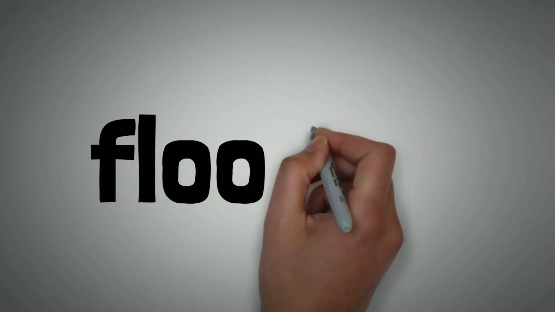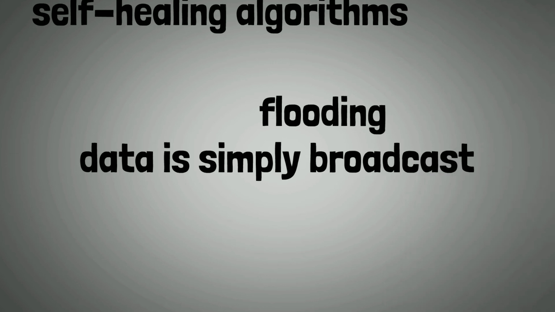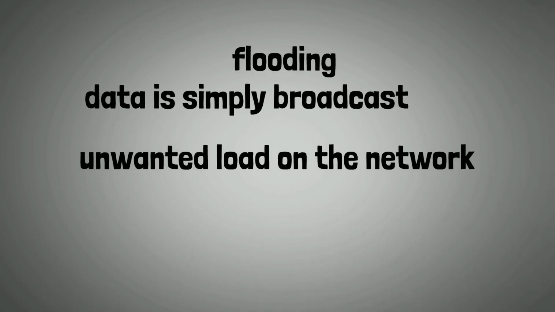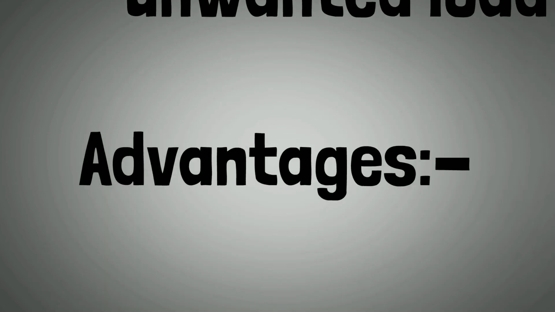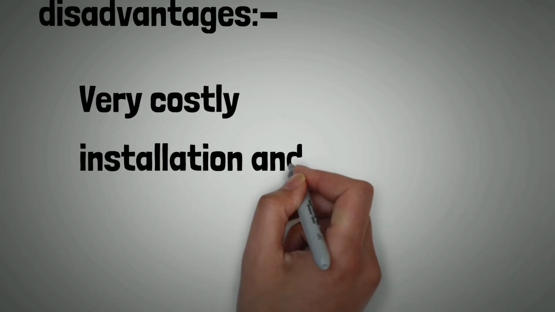And in flooding, the data is simply broadcast everywhere, so it's unlikely to lose data, but it eventually leads to an unwanted load on the network. An advantage of mesh topology is that it's fully robust and unlikely to fail. Failure is easy to repair. The disadvantage is that it's very costly, and installation and configuration are very difficult.